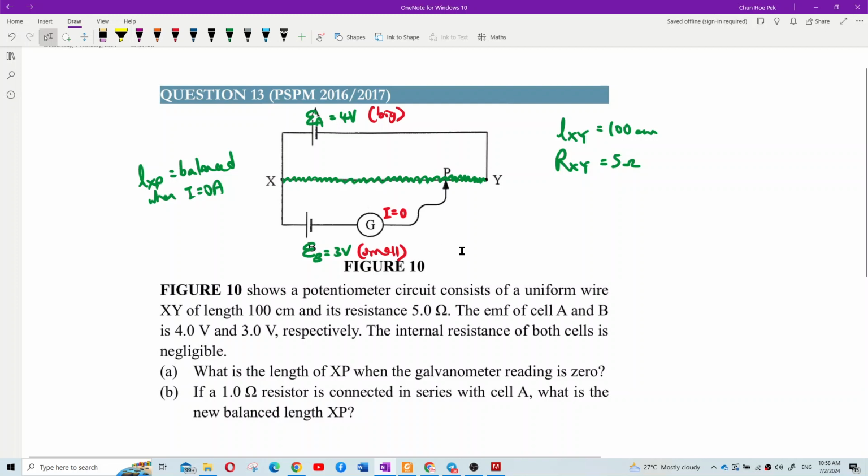Yeah, if you reverse it, if you put EA at the bottom, EB at the top, that means bottom is a big battery, top is a small battery, then you won't get zero current. The needle always deflects to one side.